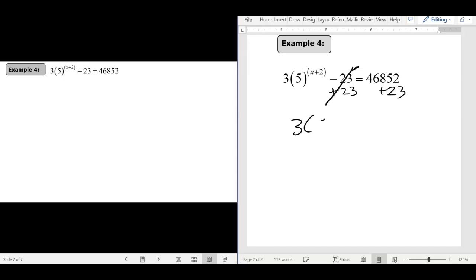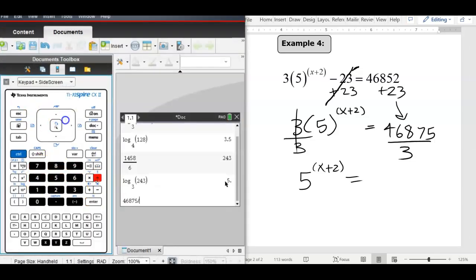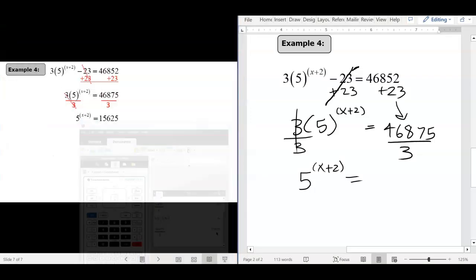So now I have 3 parentheses 5 to the x plus 2, which equals 468,75. When I add that together, I have a number out front. So again, I'm going to divide to get rid of it. When I divide, I end up getting 15,625.